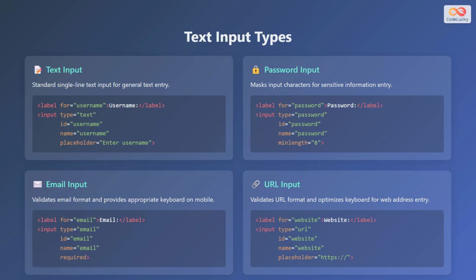Next is the email input. This validates the email format and provides an appropriate keyboard on mobile devices. Here is an example of the code. And finally, we have the URL input, which validates the URL format and optimizes the keyboard for web address entry. Here is an example of the code.